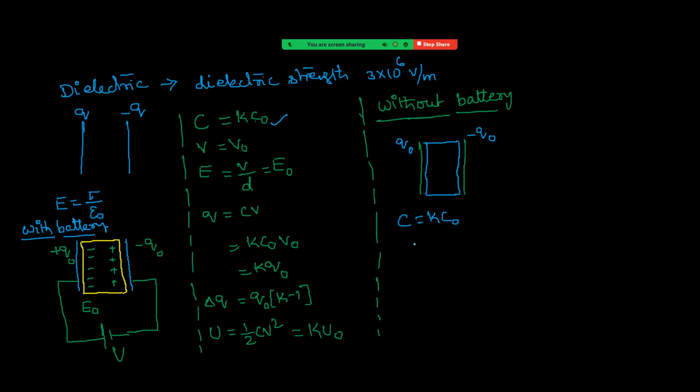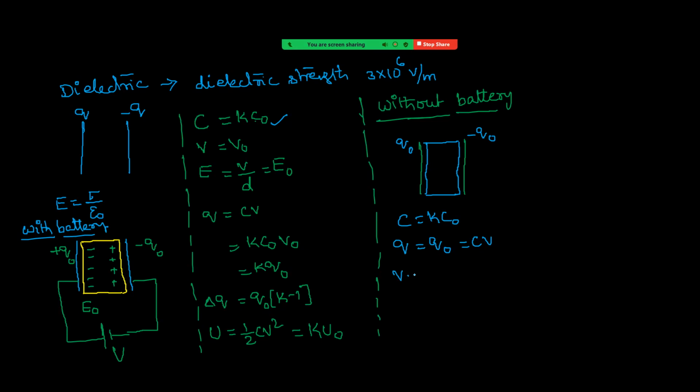Okay. Next, see what we can say. Since there is no battery, there is no change in the charge. Charge remains the same. Therefore, Q equal to Q naught. And we know that Q equal to C into V, right? There is no change in charge, but capacitance has become K times.